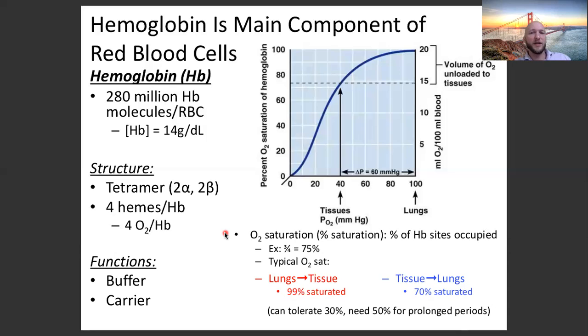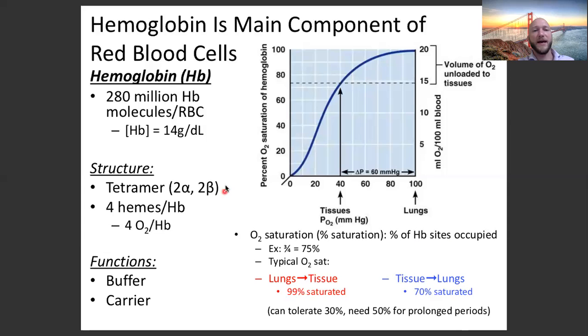So 100% is 4 times 10, so that gives us 100% saturation. So 40 molecules is 100% saturated. What's 75% of that? 30. 30 oxygen molecules are bound to those hemoglobin molecules. Be ready for questions like that.